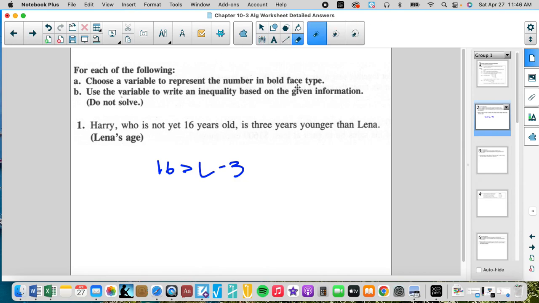We'll just say L equals Lena's age. So Harry, who is not yet 16 years old, so this is Harry's age, is less than 16, and he is 3 years younger than Lena. So if Lena is L years old, then if we subtract 3, we would get his age under these stipulations, that it's less than 16. It can't be equal to, because then he would be 16. So that's why we didn't include the equal sign there. And then we're good.